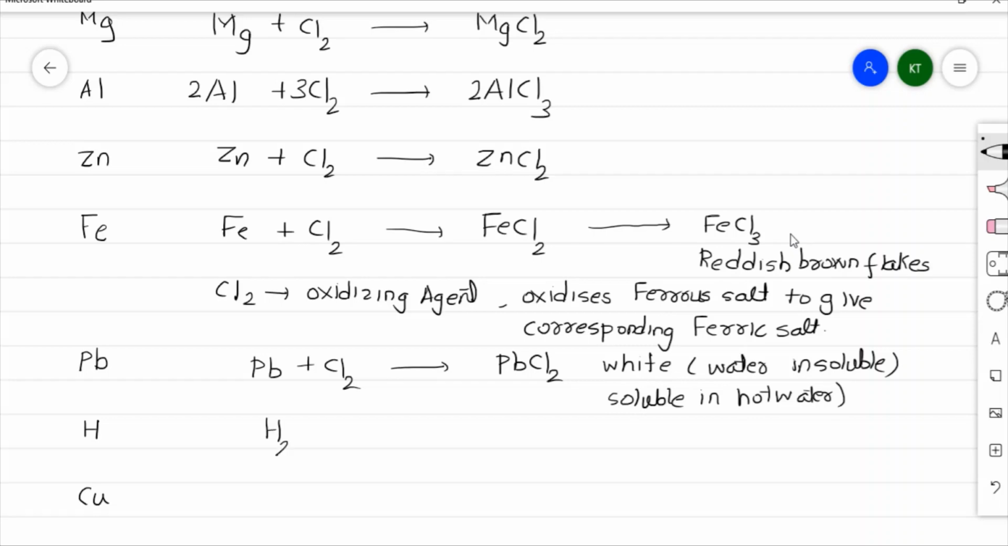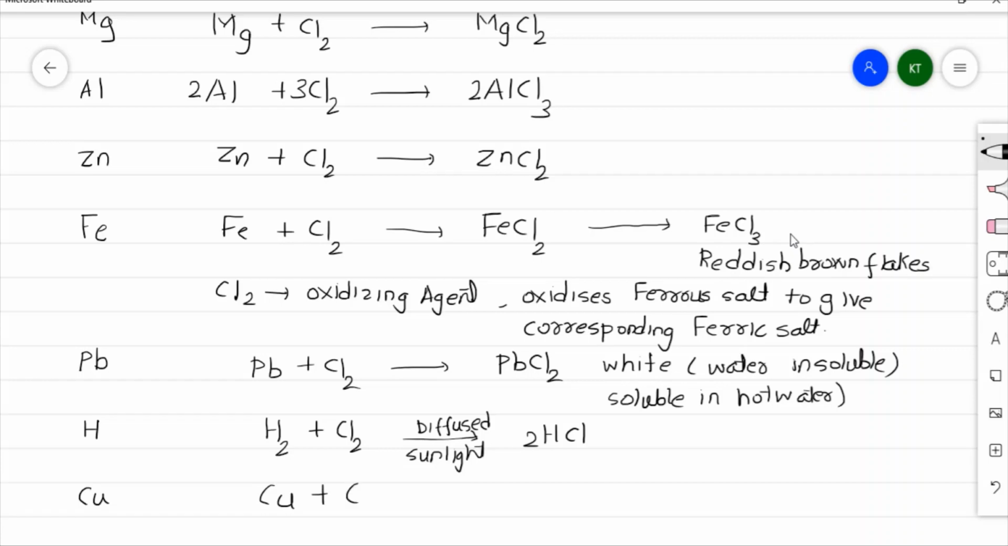Now, hydrogen combines with chlorine in presence of diffused sunlight to give hydrogen chloride gas. Now, the reaction in dark does not happen, and the reaction in sunlight is very violent. So we try to take this particular reaction in diffuse sunlight.